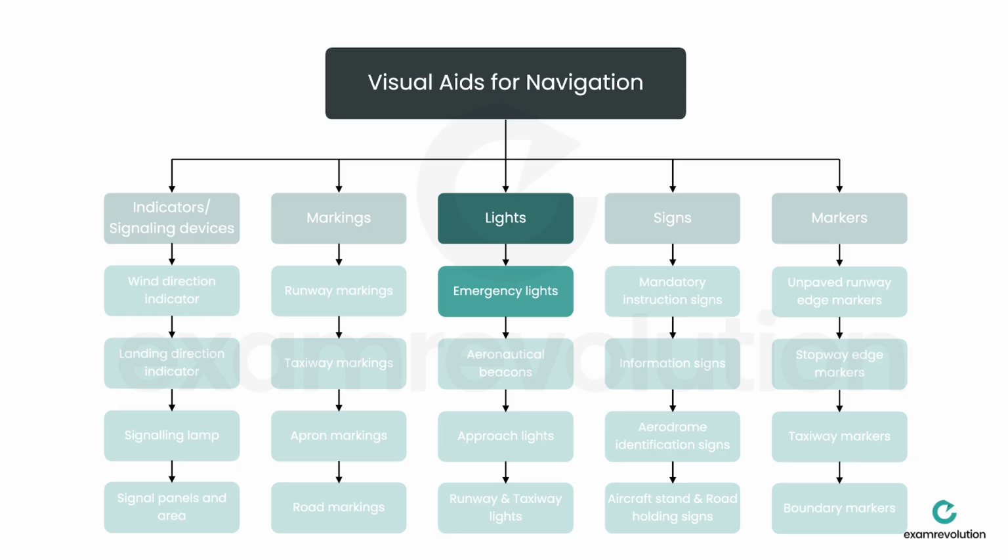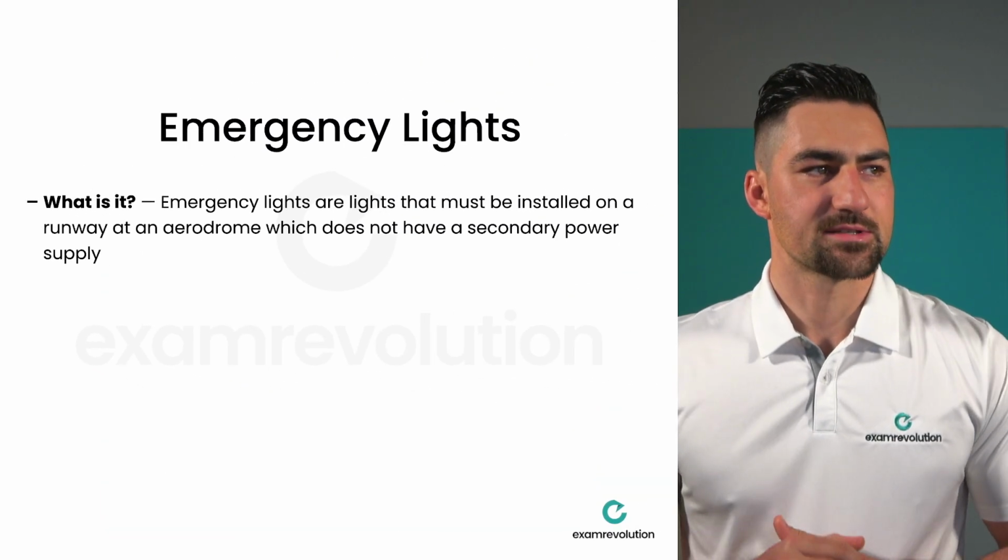So the lights that we're going to look at in this video are the emergency lights. Then we're going to look at aeronautical beacons. Those will be two quick ones. And then we're really going to deep dive into the different approach lights that you get, and then runway and taxiway lights. So those are the things that we're going to cover in this video. So let's start with emergency lights.